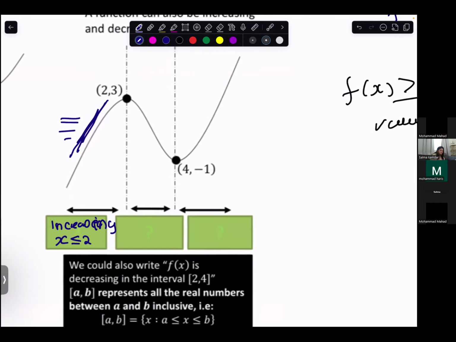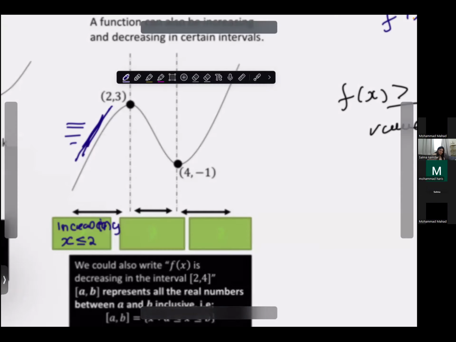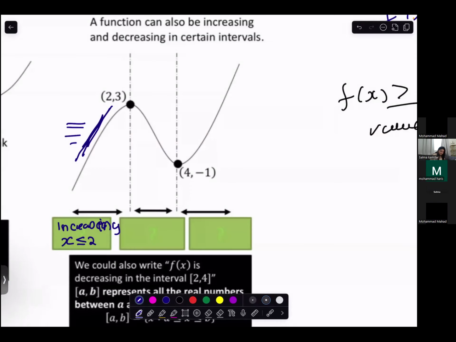Mahad, are you with me? Yeah, miss. Okay, fine. Can you tell me for the next one? Up until the point 4, minus 1, it's decreasing. So the gradient will be negative. I can see from here it's falling down. Now, how do I write about the function? Is the function increasing or decreasing? The function is decreasing.